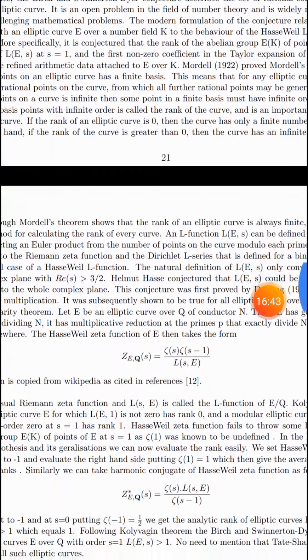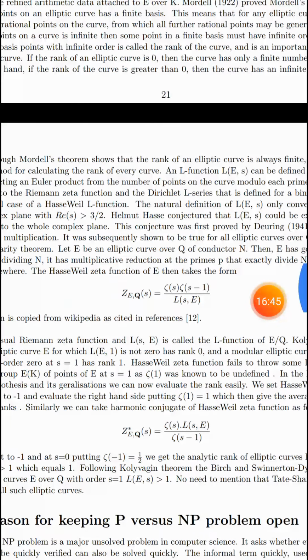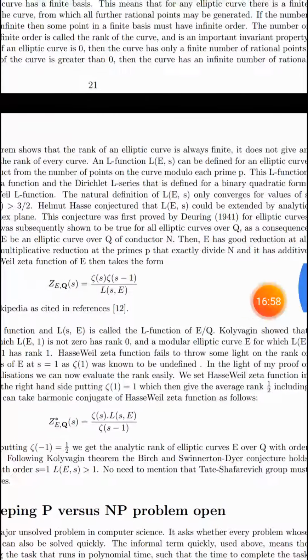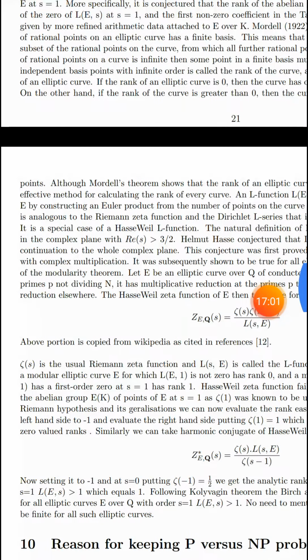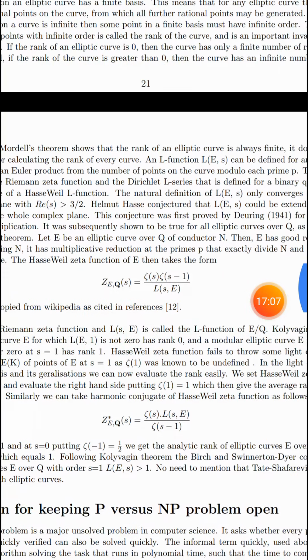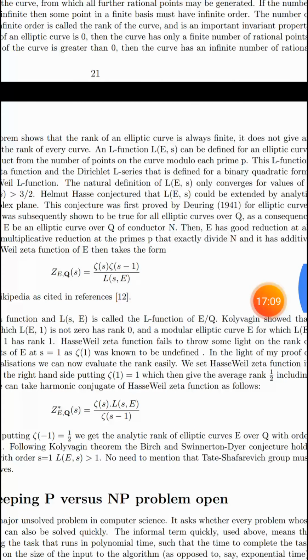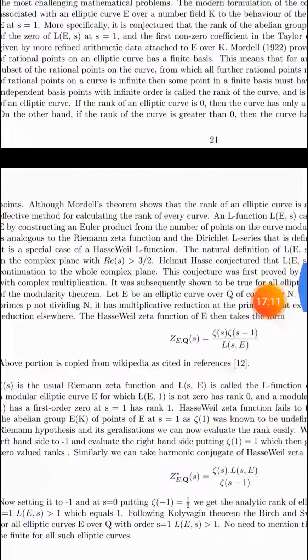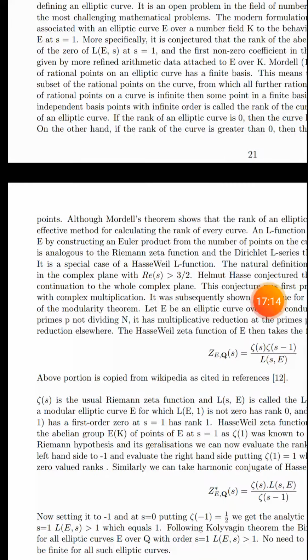Actually, it is about the rank of the sum from here. Here is a statement: let E be an elliptic curve over Q, then E has got good reduction at all primes P not dividing n, and it has multiplicative reduction at the primes P that exactly divide n, and it has additive reduction elsewhere.